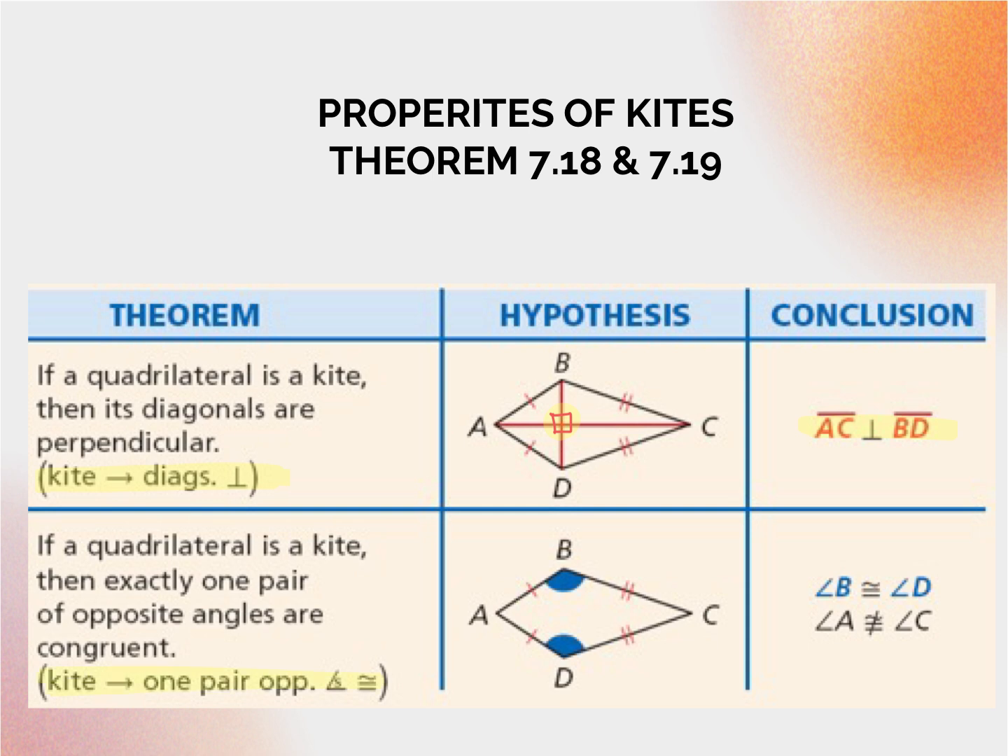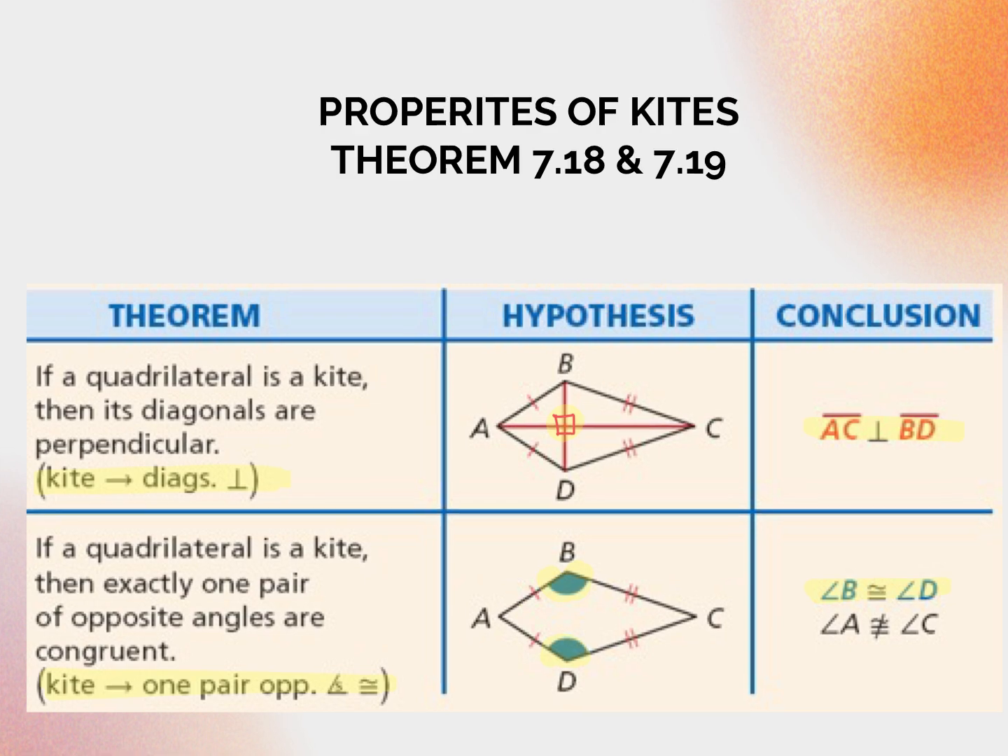And something else that you have to know, there's only one pair of congruent angles. And does it matter the pair? Yes, it does. 100% it matters the pair. For quadrilaterals, the kite, then exactly one pair of opposite angles are congruent. It does matter the angles.